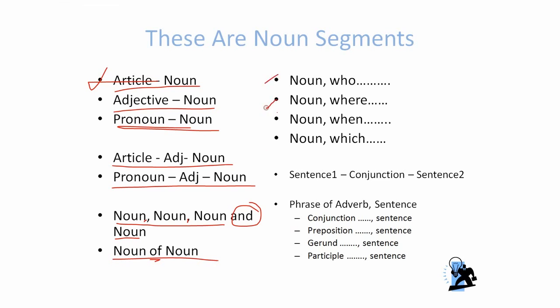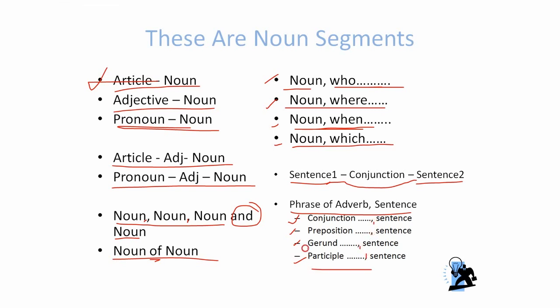Alane, who, where, when, which, the noun, comma, who, detail, entirely till here, I treat it as a noun segment. Conjunctions, sentence 1 and sentence 2 will be together treated as a noun segment. And also phrase of adverb. If a sentence starts with a conjunction, preposition, gerund or participle, look for the detail and look where it ends until the comma and treat them as one noun segment.